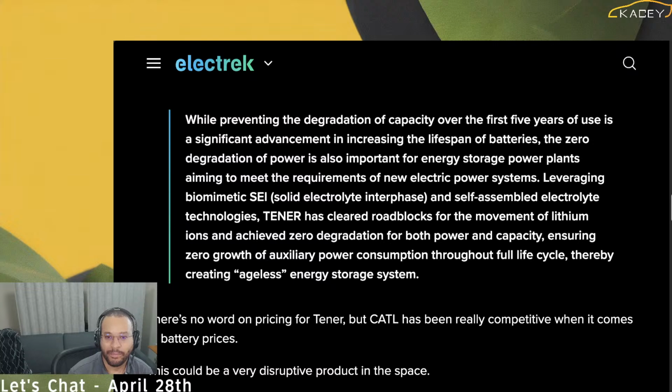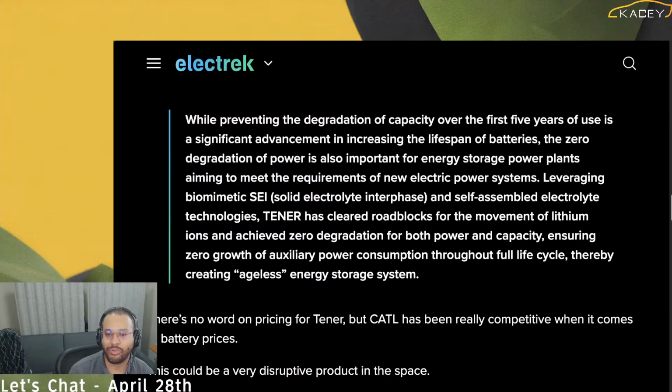Let's see. Preventing degradation of capacity over the first 5 years' use is a significant advancement in increasing the lifespan of batteries. The zero degradation of power is also important for energy storage power plants, aiming to meet the requirement of new electric power systems. Leveraging biomimetic SEI, which is solid electrolyte interphase, and self-assembled electrolyte technologies. Oh, so they're using nanotech. I don't mean like nanites, but nanotechnology. Pretty cool stuff.